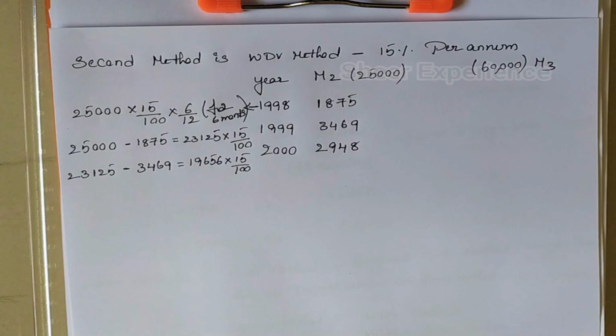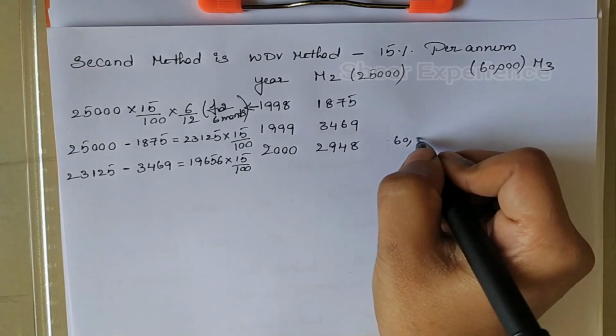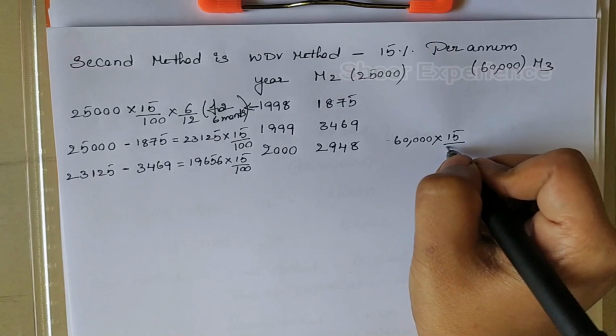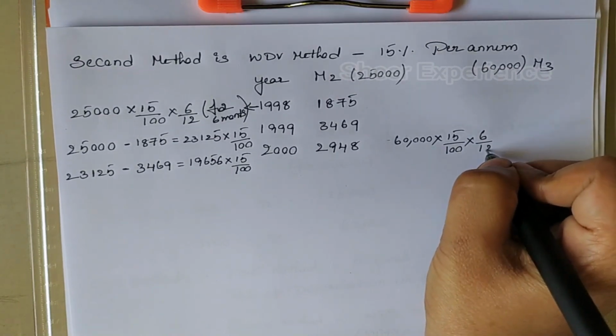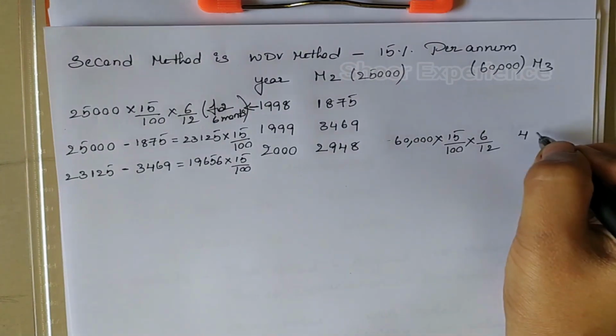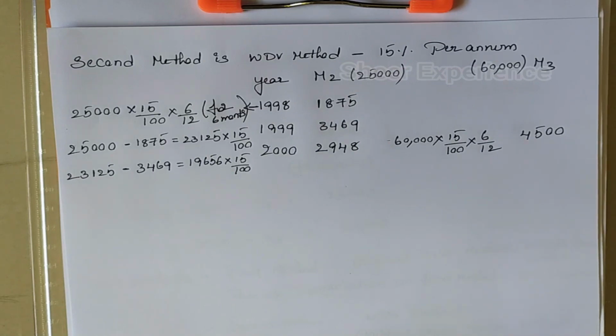Here I have rounded off the depreciation values. I am not taking the decimal points. Now we will calculate the depreciation amount for Machine 3. Machine 3 was purchased in July 2000. We will calculate depreciation for only 6 months. Cost of the machine is 60,000 and rate of depreciation is 15%. Depreciation amount comes to 4,500.